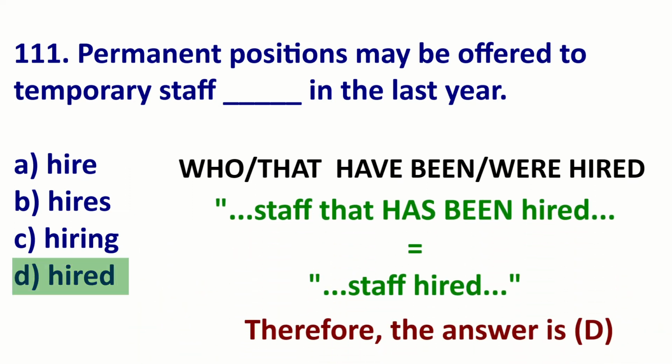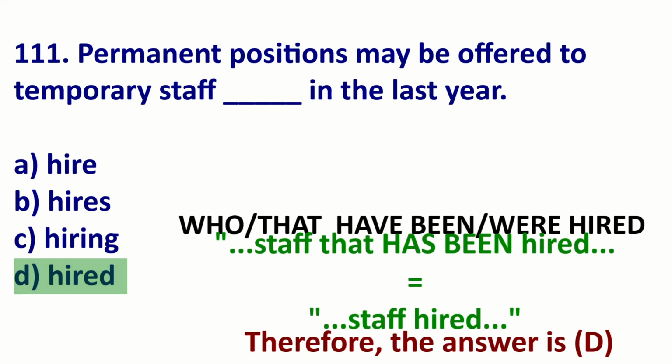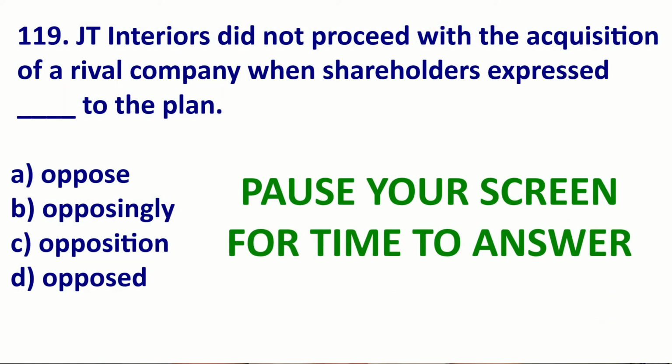So if we look at the TOEIC question, we can see the staff have been hired or were hired. We can remove that were and just put hired. Therefore, the answer is D, hired. All right, let's go to the next question.